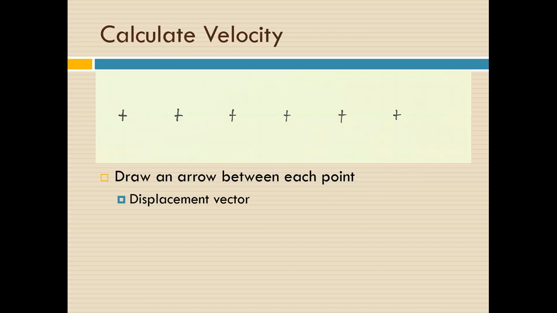In this case, what we're going to do is we're going to draw an arrow between each of these points. That arrow is going to represent the displacement vector. So for this first point over on the left-hand side, where are we going to start? And where are we going to stop?